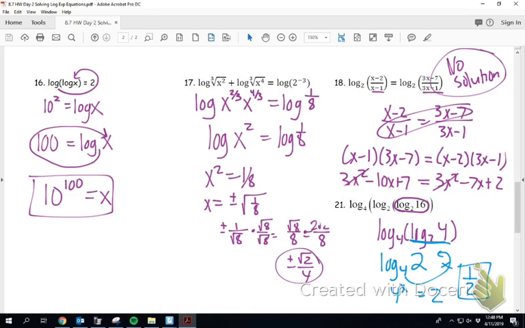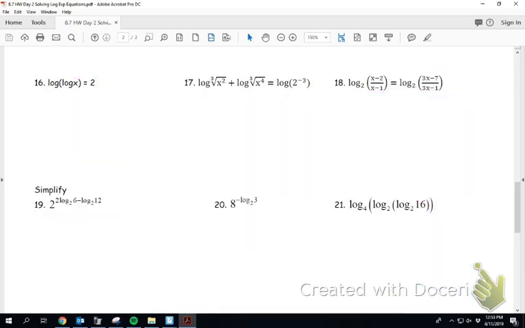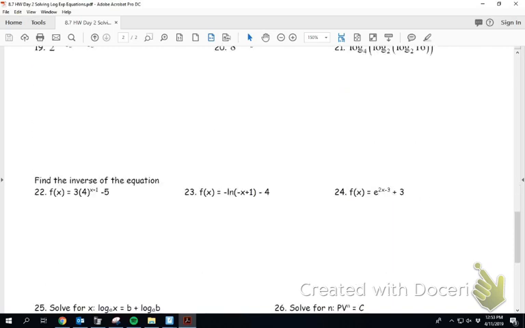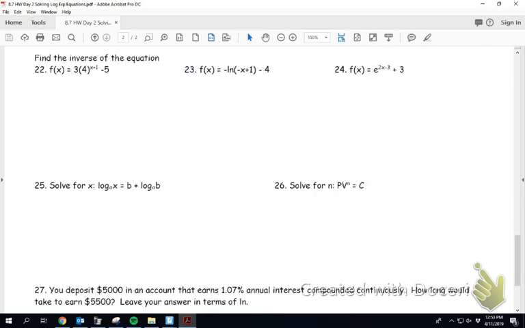The rest of the problems on here should be a little bit more similar to what we've been doing, so they should be pretty good review. Inverses we've been doing. The variable equations are the same process. You just make sure you solve for the variable that it's actually specifically asking for.